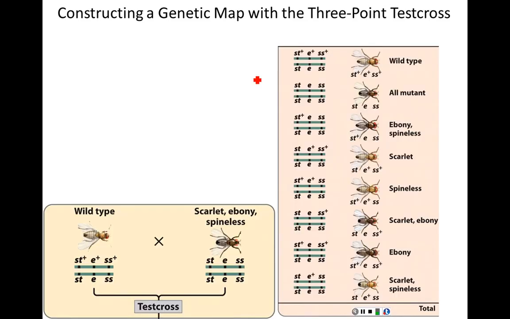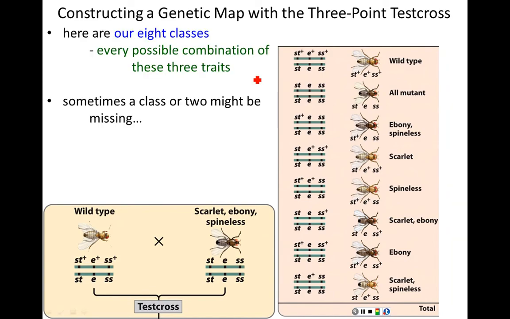Here's our cross. Here's our 8 different traits. We can have all wild type, all mutant. We can have the ebony and spineless mutant, along with the red eyes. We can have the scarlet eyes, with the normal body color and the normal bristles. Or you can look through this list, but we have every single possible combination of phenotypes. All the dominant traits, all the recessive traits, 1 dominant trait with 2 recessive, and so on. These are our 8 classes.